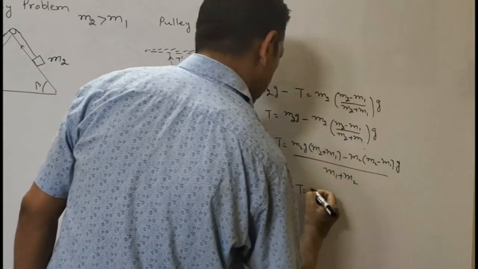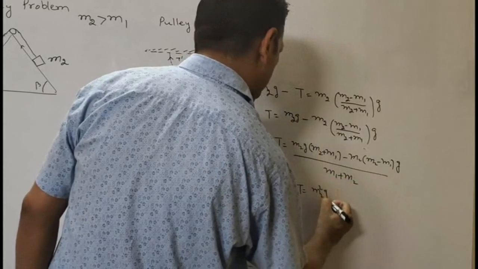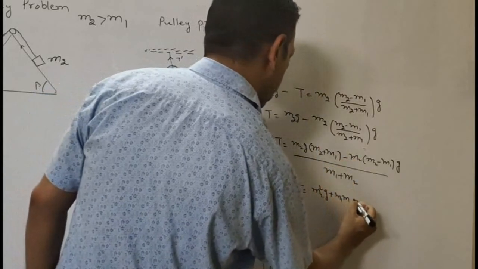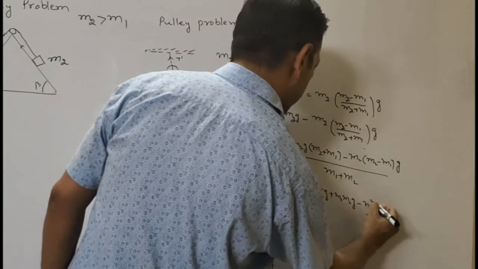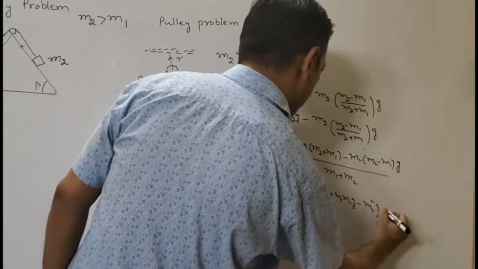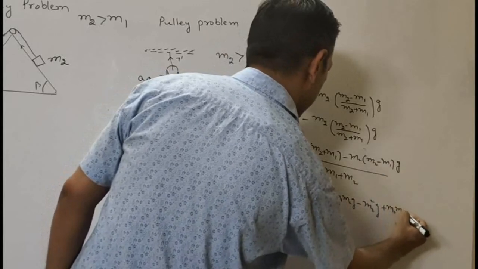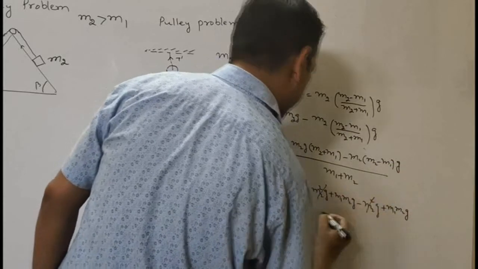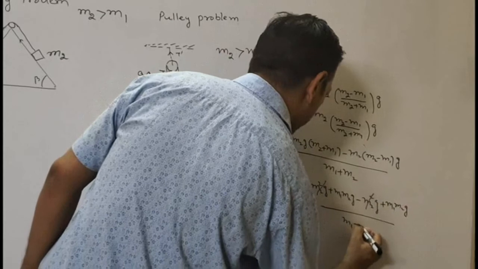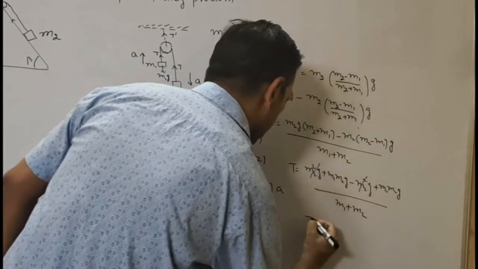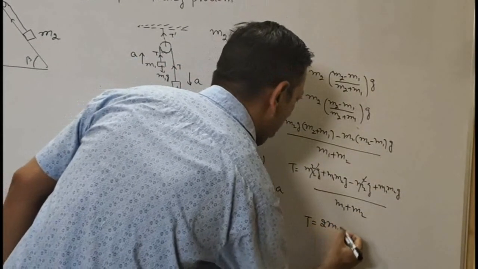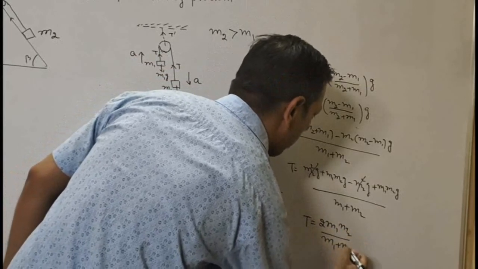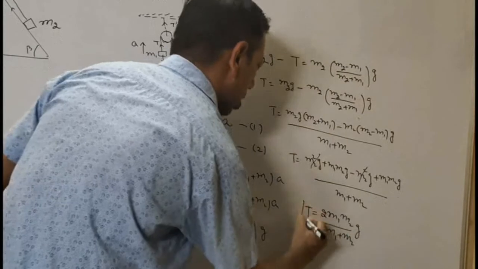T is equal to M2 square G plus M1 M2 G minus M2 square G plus M1 M2 G. The minus and plus terms cancel, divided by M1 plus M2. The tension is equal to 2 M1 M2 divided by (M1 plus M2) into G.